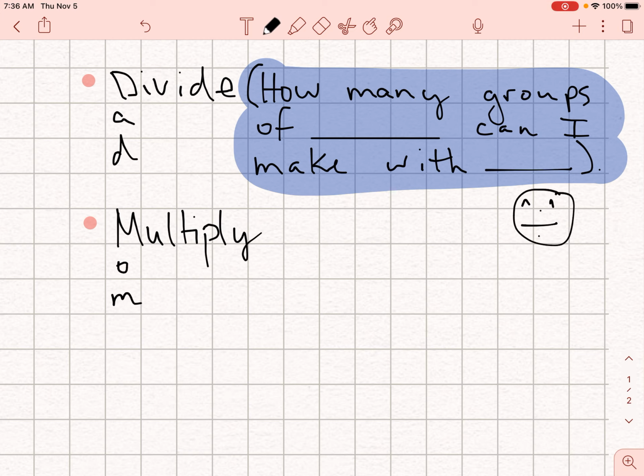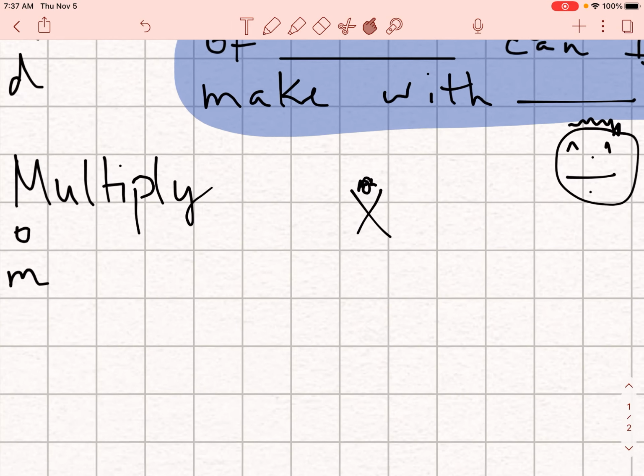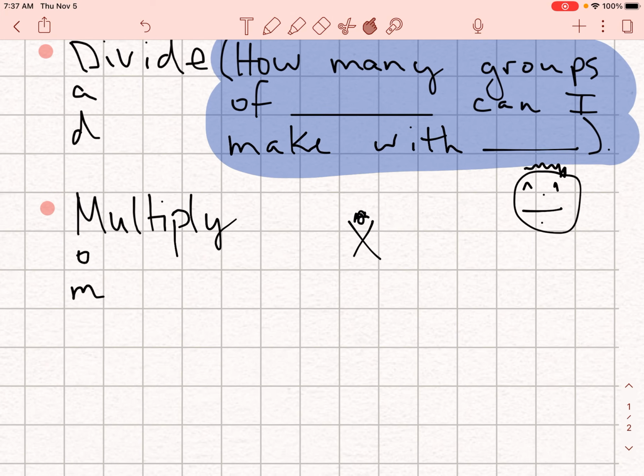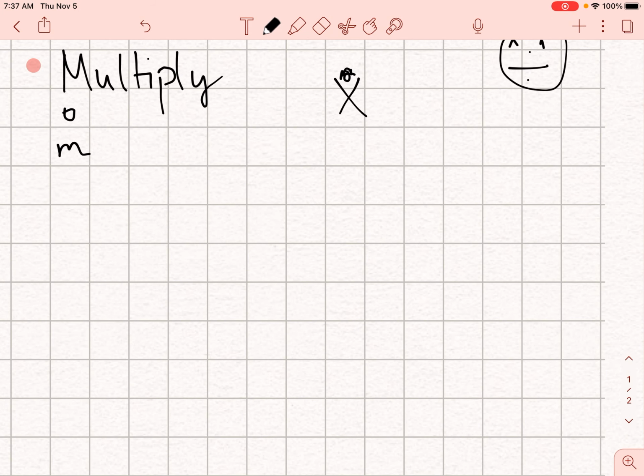There's our little dad. And we'll draw our mom here too. She looks like this. Do you see those math symbols in my little drawings? All right. Multiply. Next up was subtract.